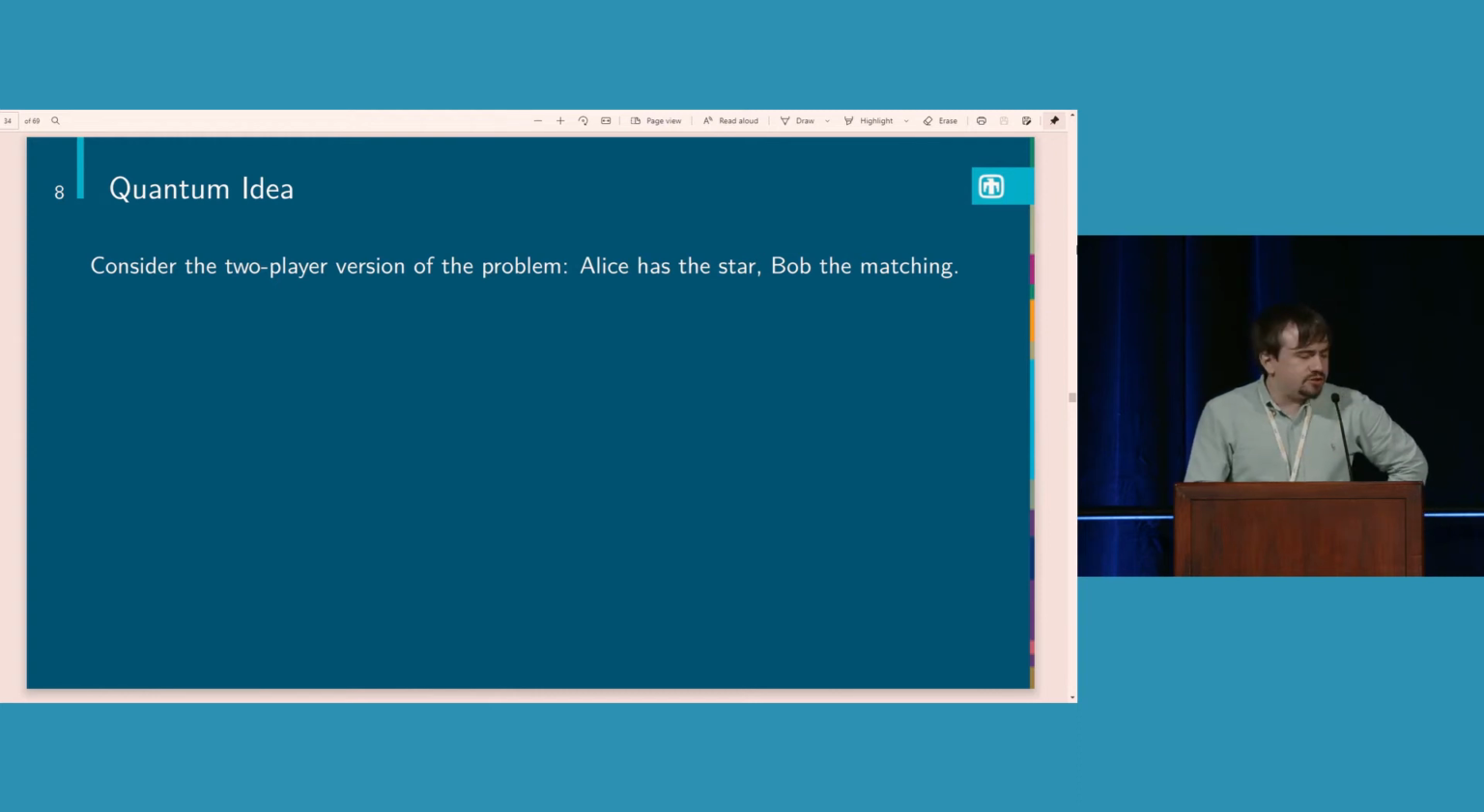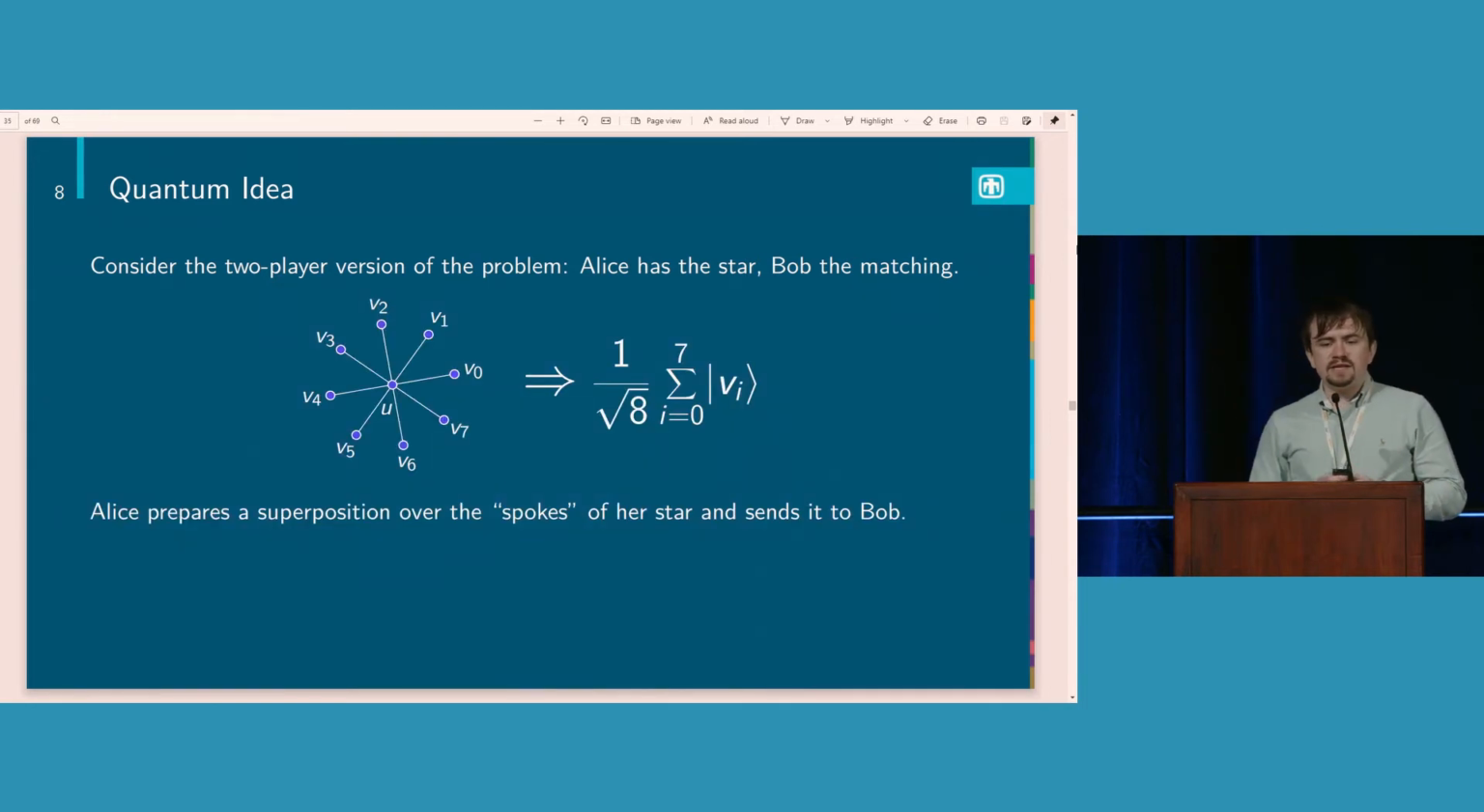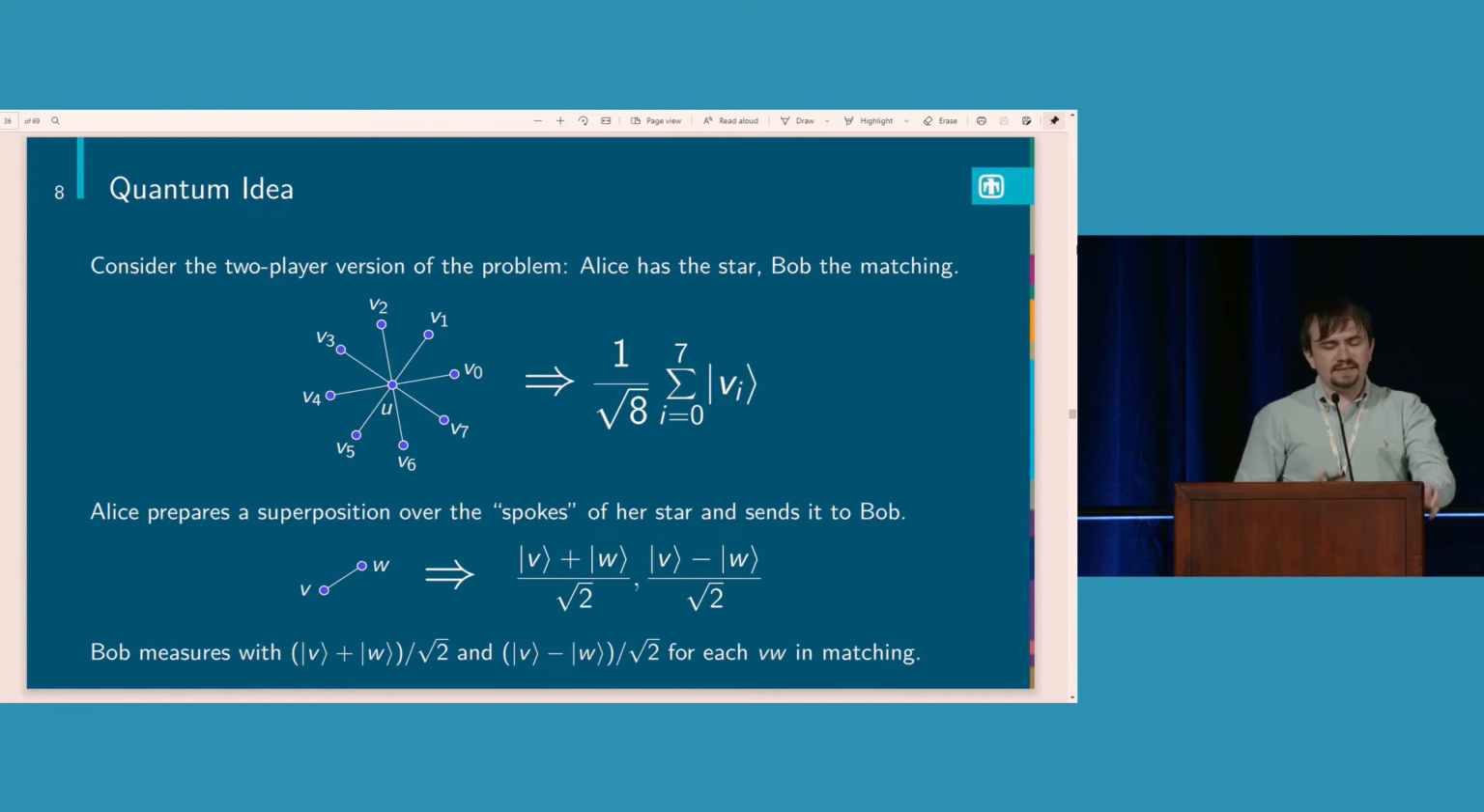And so the message we're going to have Alice send Bob is going to be pretty simple. Remember, she has a star. She's going to form a superposition over all of the neighbors of that star, all of her spoke vertices, so to speak. And she's going to send that along to Bob at the cost of log m qubits. And then Bob is going to form a measurement basis that he's going to use to measure it as follows.